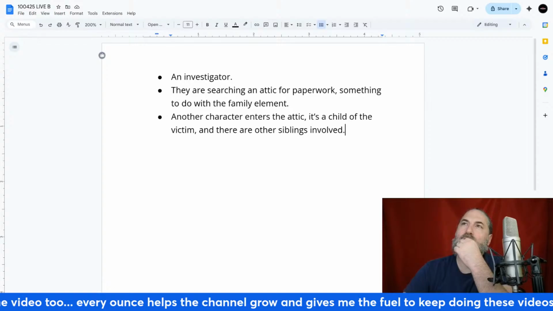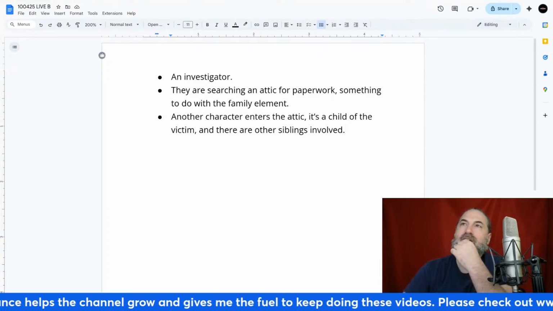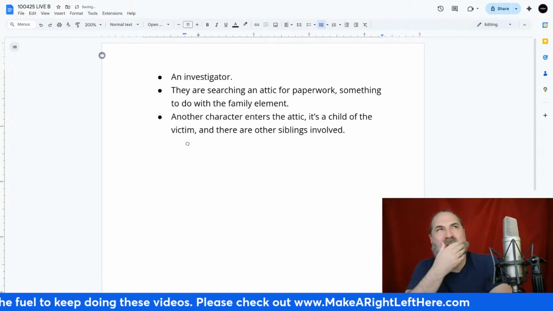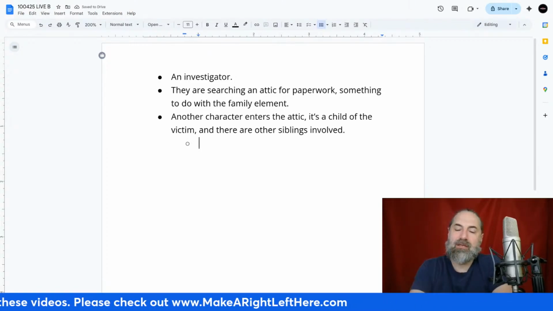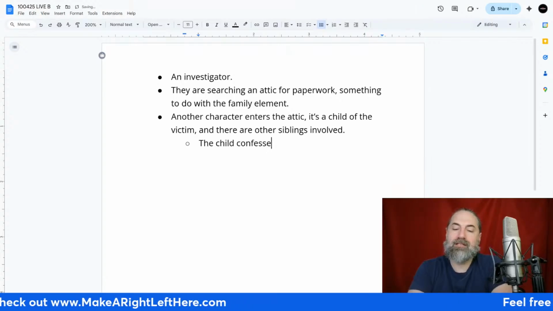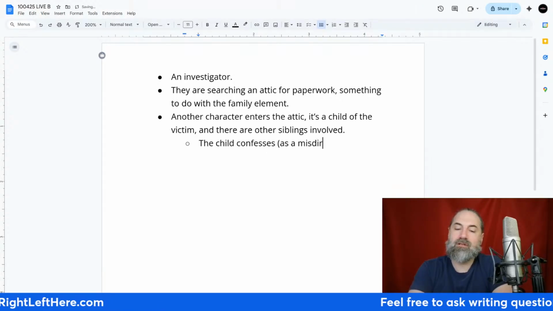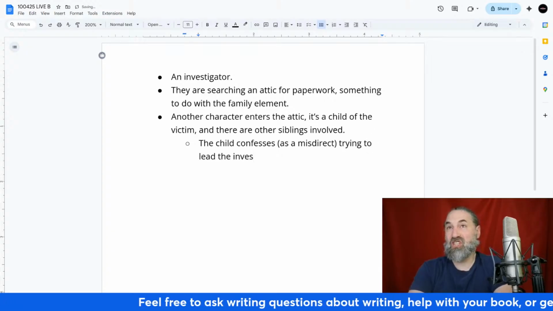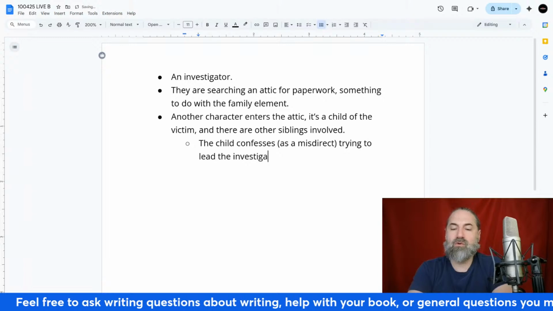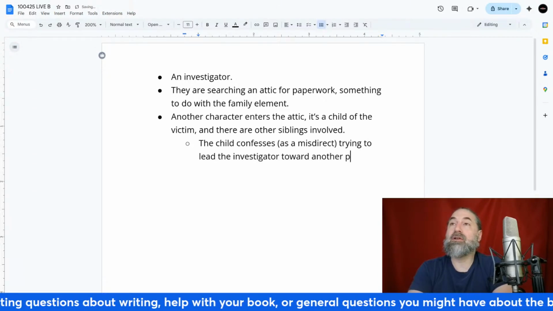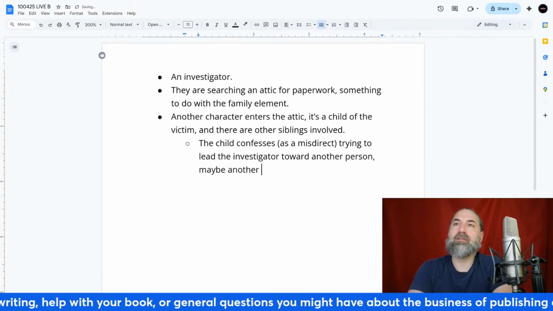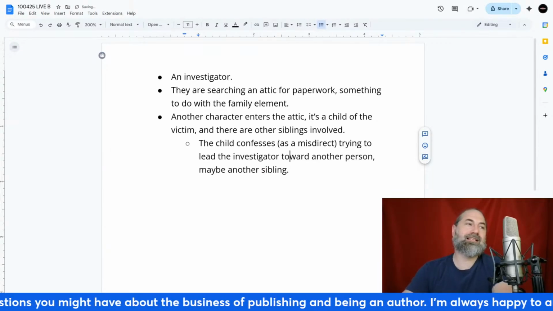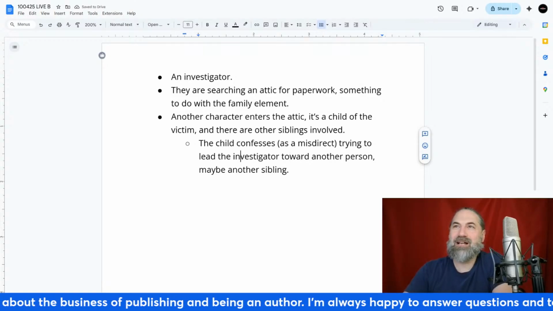Okay, so if we're gonna have, sorry, I'm thinking. If we're gonna have a child and we're gonna have a conflict, the conflict has to be something like maybe the child confesses as a misdirect, trying to lead the investigator toward another person, maybe another sibling. All right.